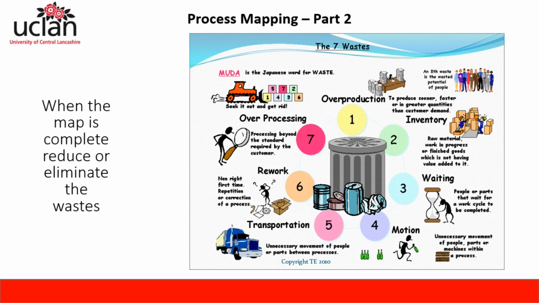And then we've got rework, so if you don't get the part right the first time, then there's a repetition or a correction of the process. And then you have over-processing, which is to process a part beyond the standard that's required by the customer. Then finally we have the last one, which is the 8th waste, or the wasted potential of people.